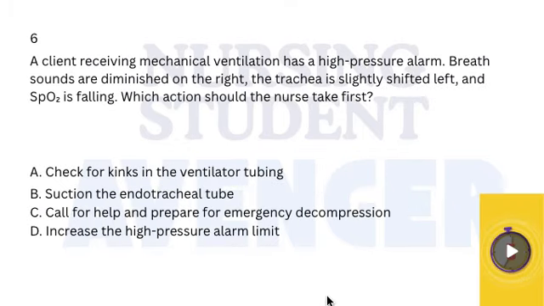Let's go to our next question. The client receiving mechanical ventilation has a high pressure alarm. Breath sounds are diminished on the right side, the trachea is slightly shifted to the left, and the O2 saturation is falling. Which action should the nurse take first? Letter A, check for kinks in the ventilator tubing. B, suction the endotracheal tube. C, call for help and prepare for emergency decompression. Or letter D, increase the high pressure alarm limit.